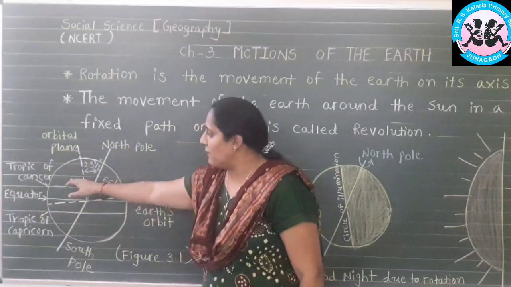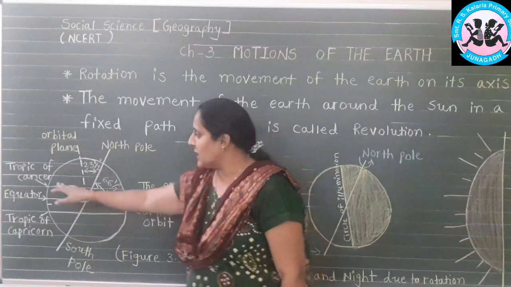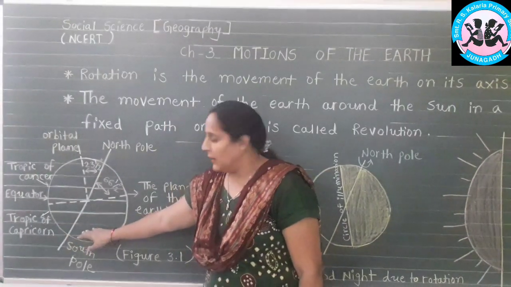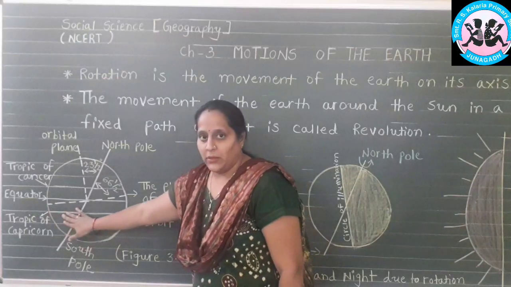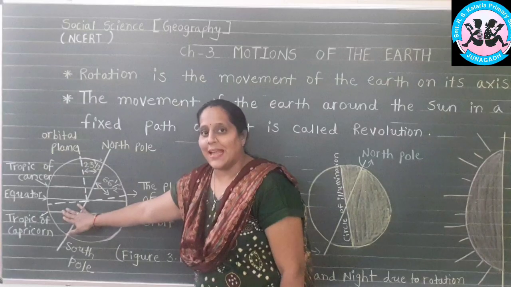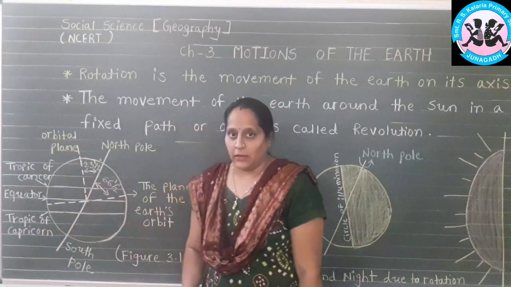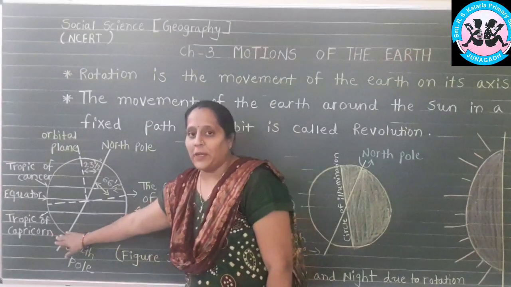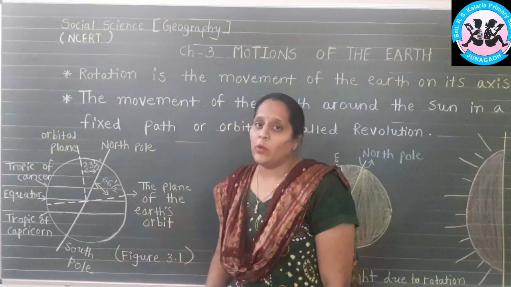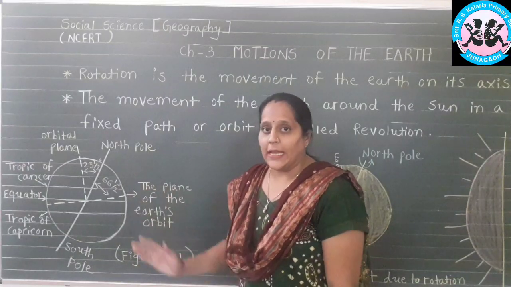In the northern hemisphere there is another imaginary line which is called the Tropic of Cancer, and in the southern hemisphere the other latitude, the imaginary line, which is called the Tropic of Capricorn. So through these imaginary lines we try to understand how the day and night change through the rotations.